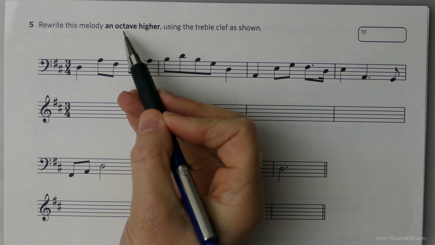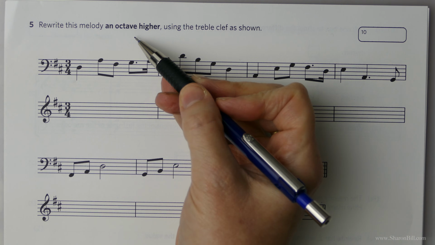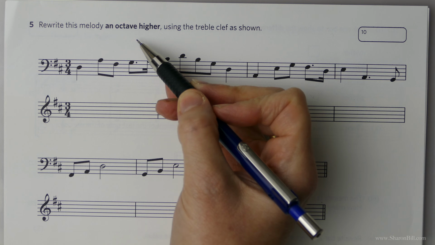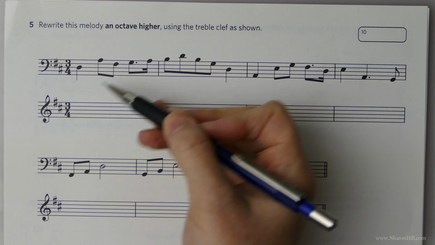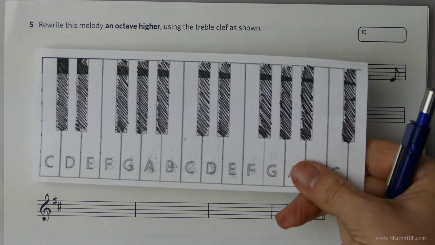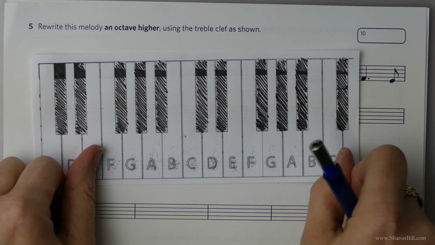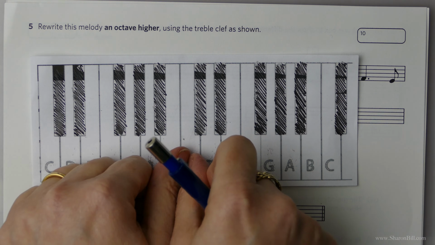The only thing to watch out for here when we're changing clefs and changing octaves is making sure we're in the right octave. If you use middle C as an anchor point, it stops you getting lost as you're jumping around the staves. If you visualise a piano keyboard, you can see that middle C is at the bottom of the treble, the top of the bass. Imagine you're meeting in the middle.